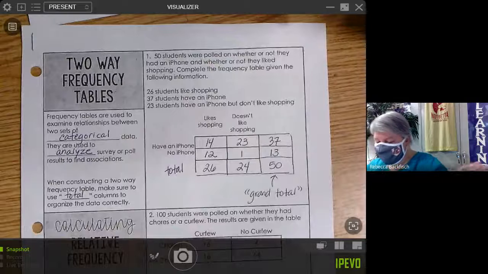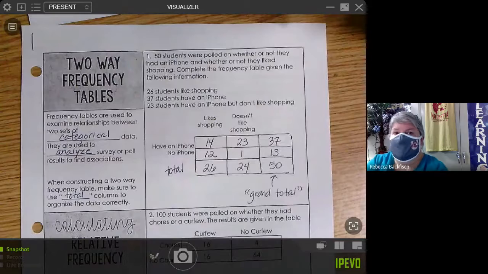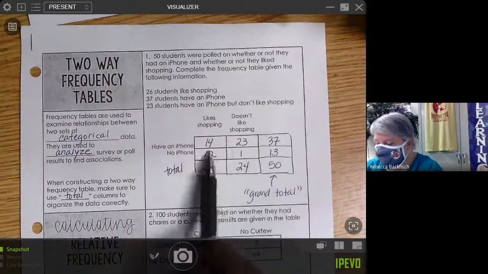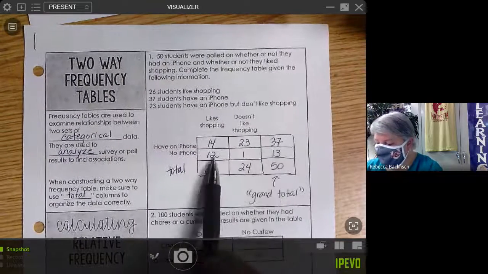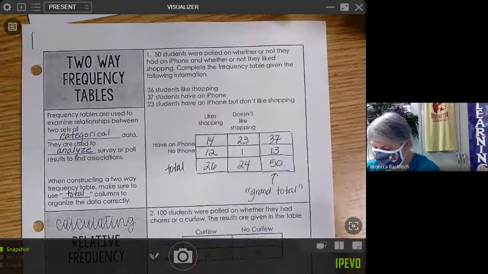So all we've done there is we've just created a frequency table. Okay. And frequency table means these are just numbers, how frequently that happens, how frequently someone doesn't have a phone and likes shopping or does have an iPhone and doesn't like shopping, that kind of thing.